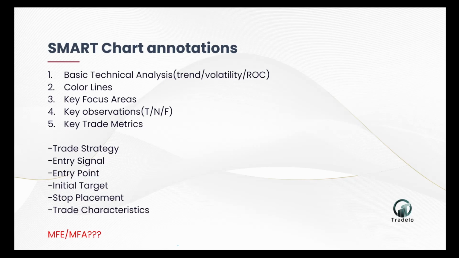Now, we're going to start off. There are 5 different approaches to smart chart annotations. The first is basic technical analysis. Basic technical analysis includes, first and foremost, and I'll show you an example of this in a minute, outlining key support and resistance. It goes without saying, make sure you know where those key weekly, monthly, yearly levels are. You have to have those lines on your charts.